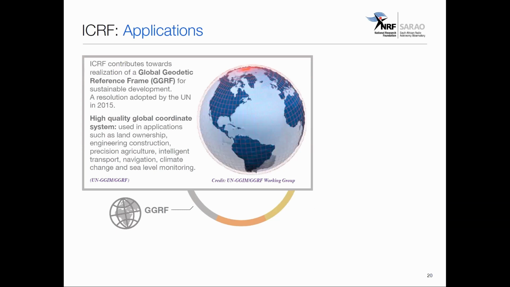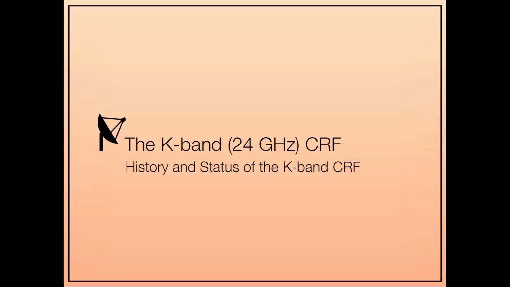And lastly, the ICRF contributes to the realization of the Global Geodetic Reference Frame for Sustainable Development. And this is a resolution that was adopted by the United Nations in 2015. And the idea is to have this high-quality global coordinate system. And this is used for many applications, things such as land ownership, engineering construction, precision agriculture, intelligent transport, navigation, climate change, sea level monitoring, and many, many more applications.